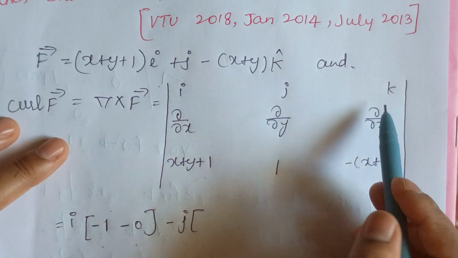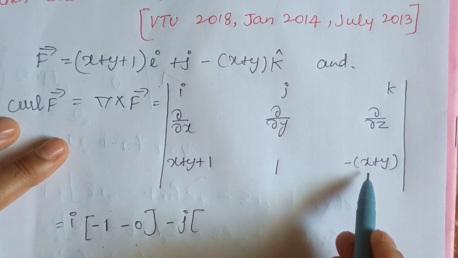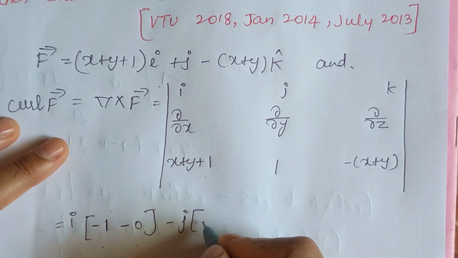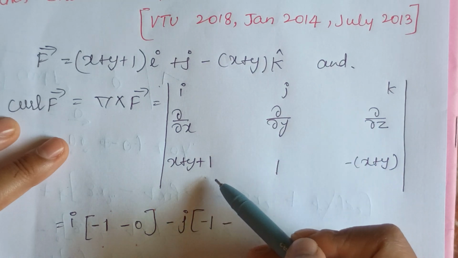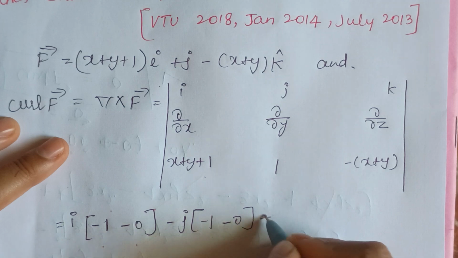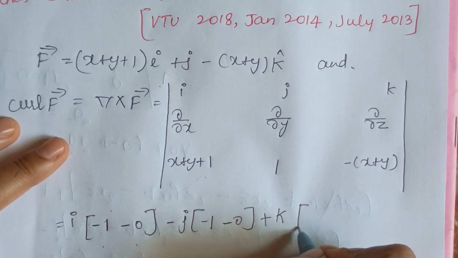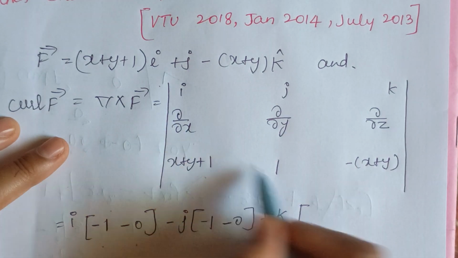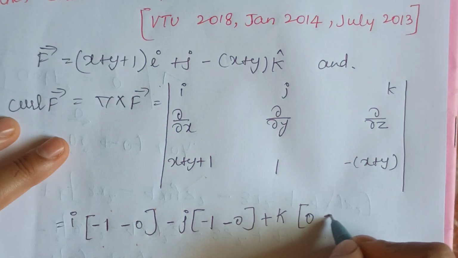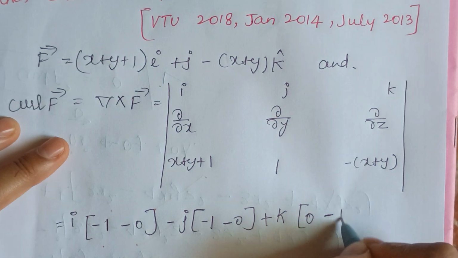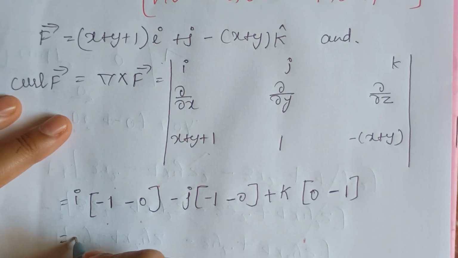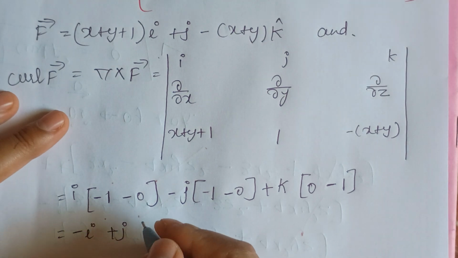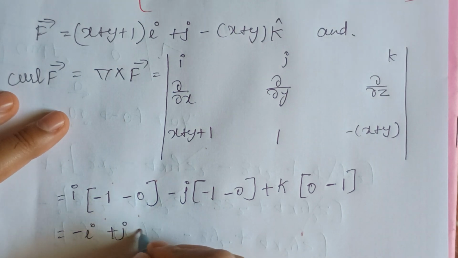So leave this column, leave this row. Partially differentiating with respect to x, it's going to be minus 1, minus, this is going to be 0, plus k. So I have this is 0, this is 1, right? So minus i plus j minus k.